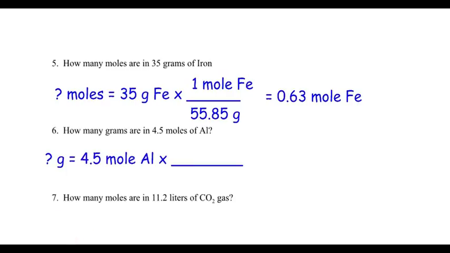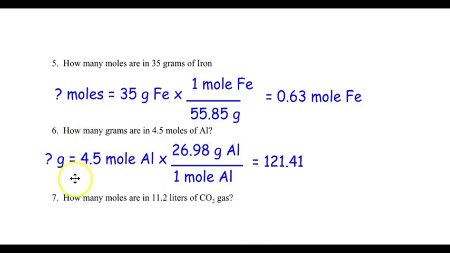Alright, so I put 1 mole of aluminum on the bottom. I put 26.98 grams of aluminum on the top, and then when I multiplied, that's the number I got. Now hold on, how many sig figs do you have here? I have 2. How many sig figs are here? 5. I need to round. Go 1, 2. So this is 100, this is the 20. Alright, so the 1 is not significant, so I have to round to the nearest tens, so I get 120 grams of aluminum.